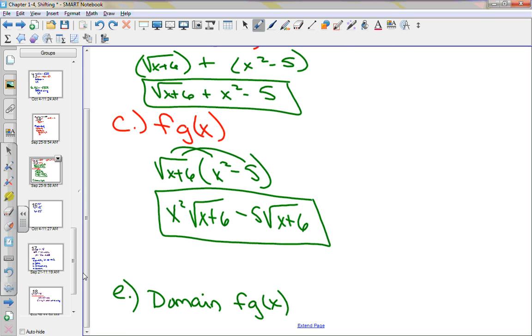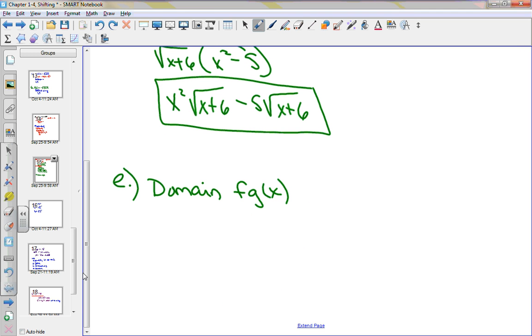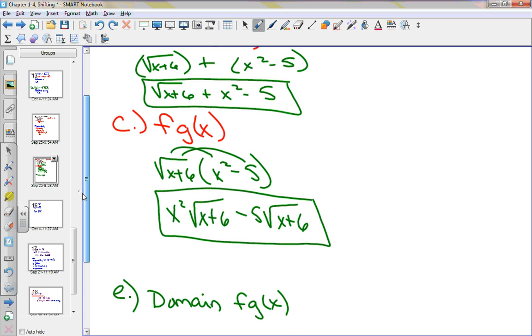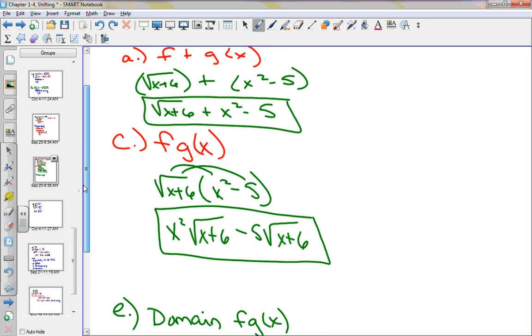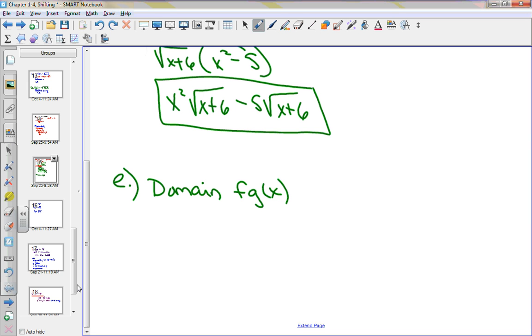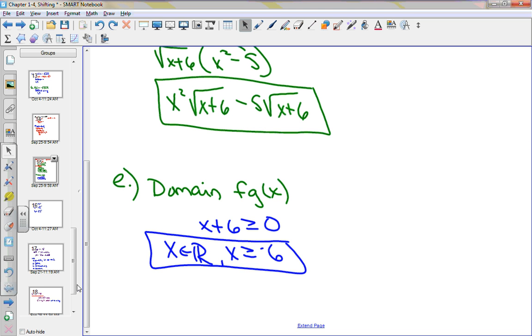Okay? Now I need to find the domain of f times g. The domain of f times g is that right there. There's f times g. Now what's the domain? Well, I'm talking about restrictions. When do you have a restriction? When you have a square root. Do I have an even root? Yes. So the junk underneath the root has to be greater than or equal to 0, so x has to be greater than or equal to -6. So x is down to the reals. It's greater than or equal to -6.